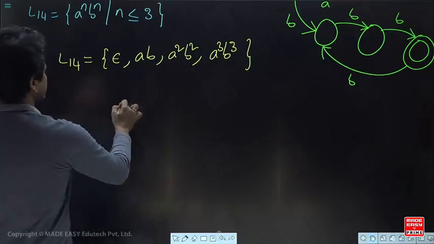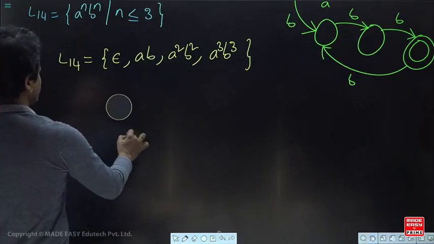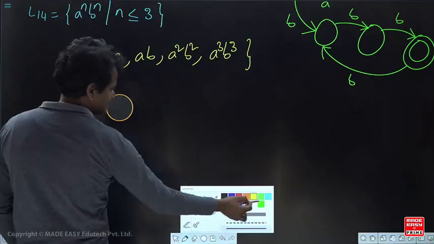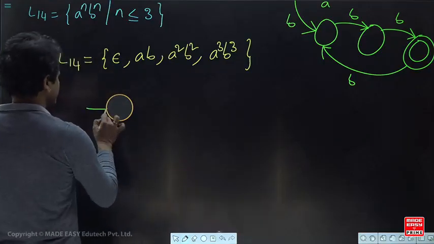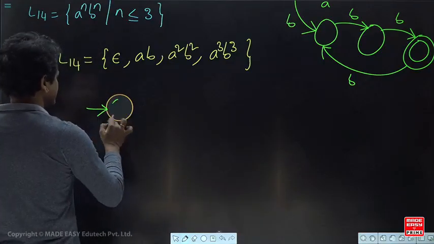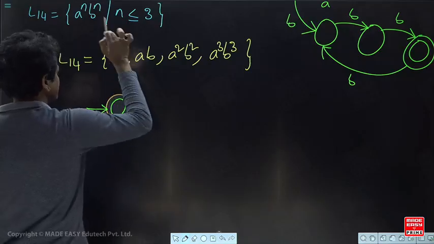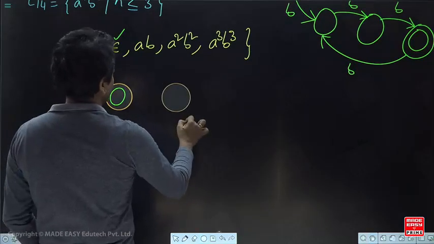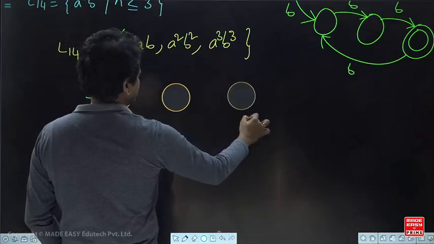Okay, what is the smallest string? Epsilon. How to accept epsilon? Make the initial state final. Okay, the initial is final, so it accepts epsilon. Next, I want to accept ab. I want to accept ab.